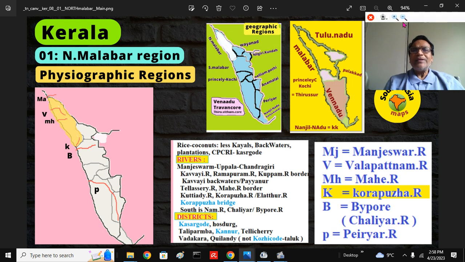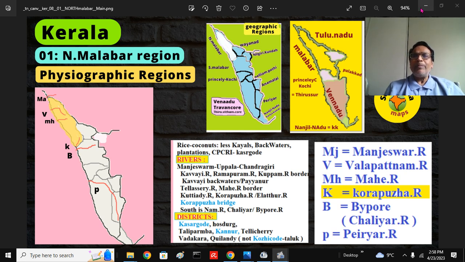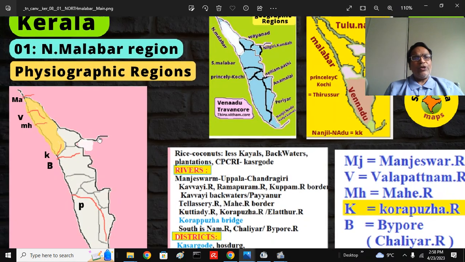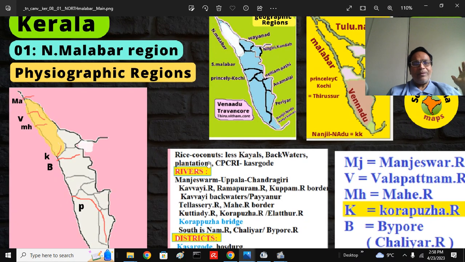We have seen this cultural geographic map before, and we will go through it. This region, North Malabar, is predominantly a rice and coconut region. There are fewer kayals. Kerala is known for kayals, the local name for the lakes, the backwater region, and so on. The plantation region is mostly cashew nut plantations.